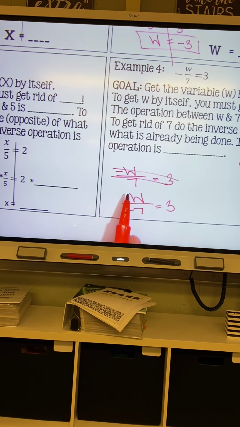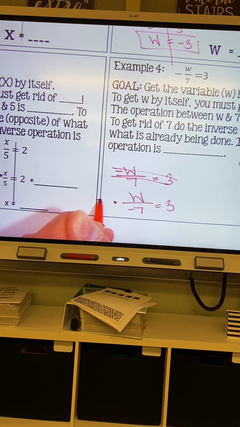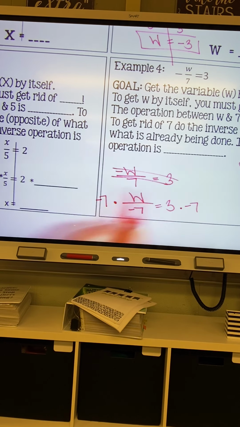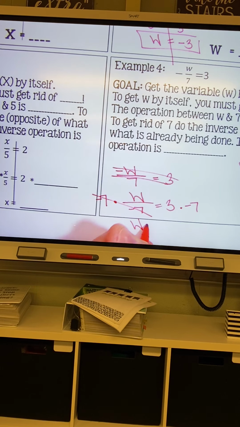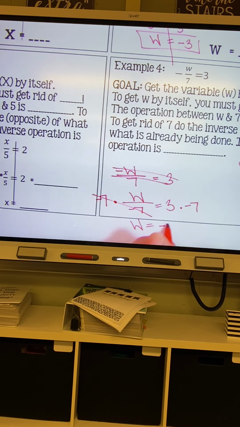So now I have w divided by negative 7 equals 3. Since it's w divided by, I'm going to do the opposite, the inverse, and multiply by that negative 7 on both sides. So I've got w equals 3 times negative 7, which gives me a negative 21.